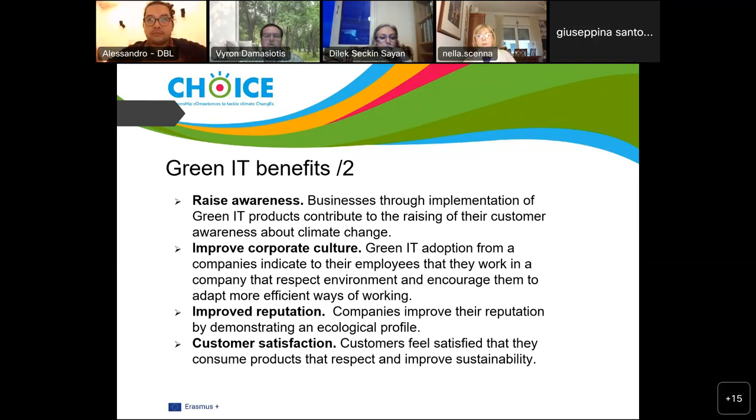It also improves corporate culture. Green IT adoption by a company indicates to its employees that they work in a company that respects the environment and encourages them to adopt more efficient ways of working also. Improved reputation: companies improve their reputation by demonstrating an ecological profile. And customer satisfaction is increased because customers feel satisfied that they consume products that respect the environment and improve sustainability.